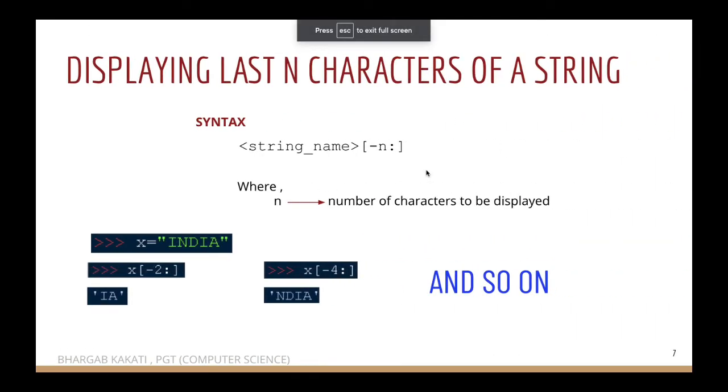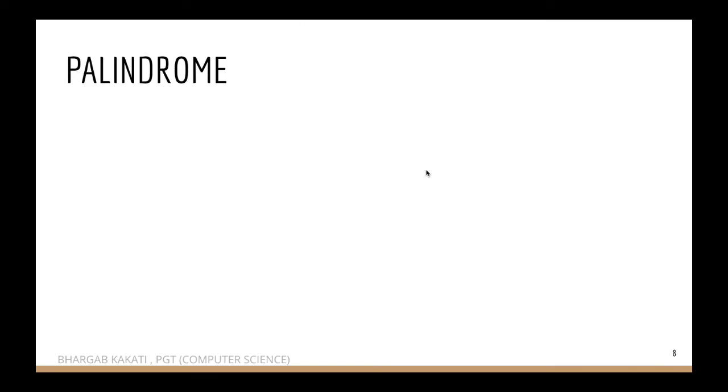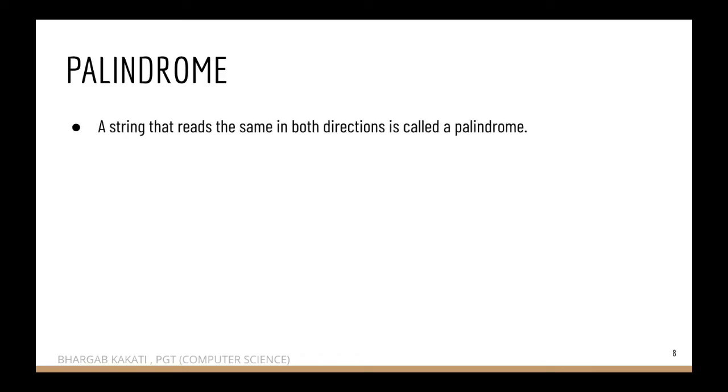and see the next concept, that is the concept of palindrome. Now, before going ahead, we need to know what palindrome is. What is a palindrome? A string that reads the same in both directions is called a palindrome.